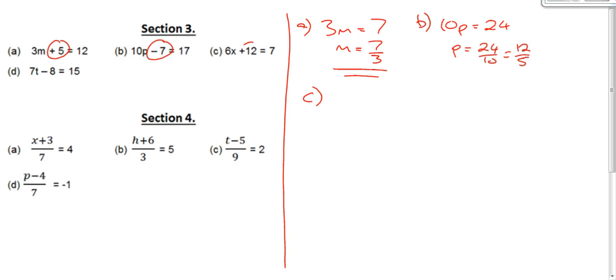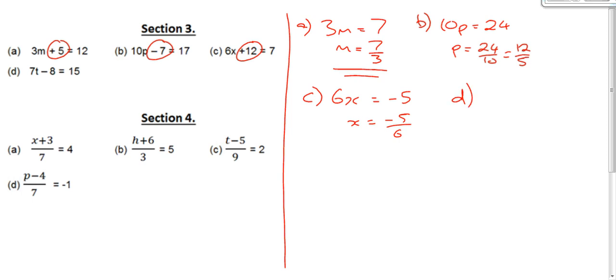Question C. I thought I'd test you with your negative numbers now. So we get rid of the 12. The way we get rid of 12 is we do 7 take away 12. And 7 take away 12 is minus 5. What we're then going to do is get rid of the 6. So we divide by 6. So minus 5 over 6.